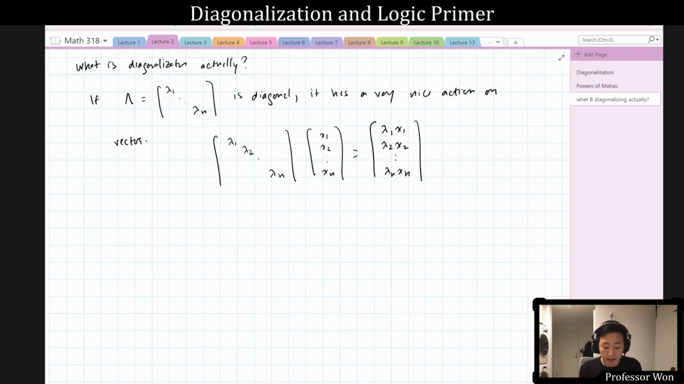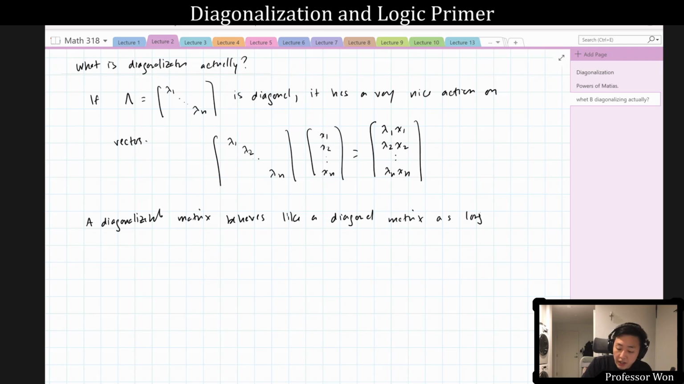And the real meaning of diagonalization is that a diagonalizable matrix behaves just like a diagonal matrix, as long as you're willing to change basis. Okay, so change of basis I find is one of the things that's hardest for students to understand in Math 308. It is actually covered in Math 308, but let me just remind you the following.